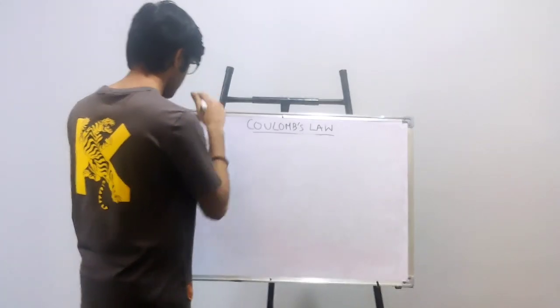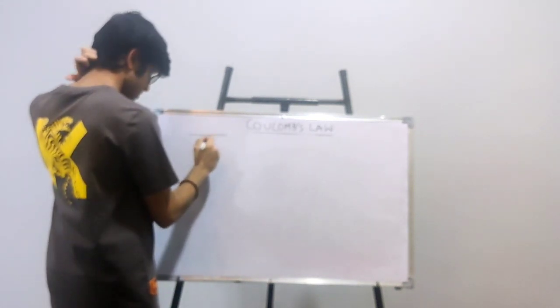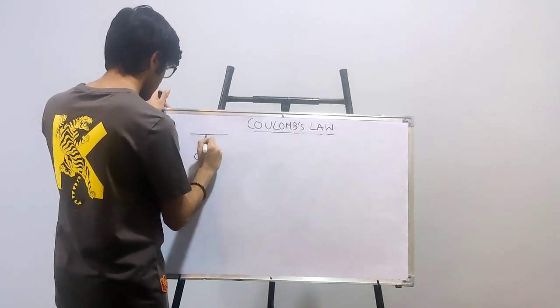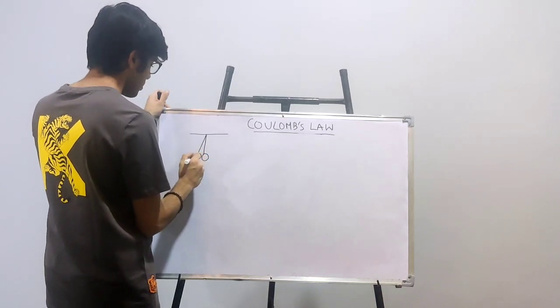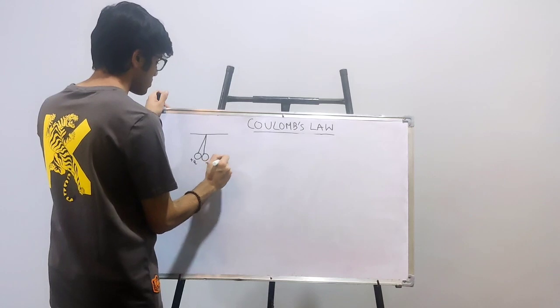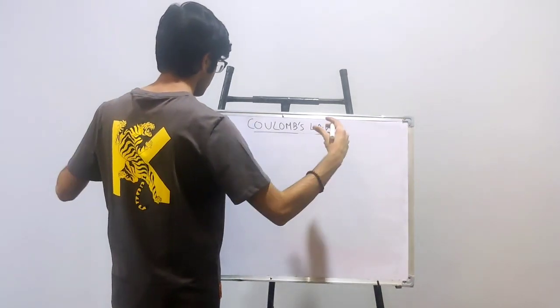Let's say another example of Coulomb's law's application. Let's say two pendulums are hanging very close to each other. Suppose they are touching each other, and both have the same charges, plus q and plus q. So what will happen is that these charges will repel each other, so the pendulums will go like this.